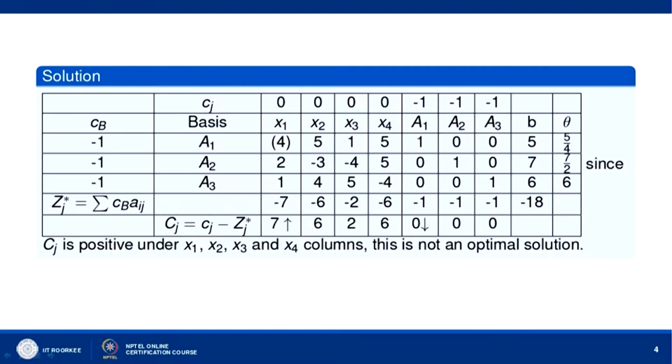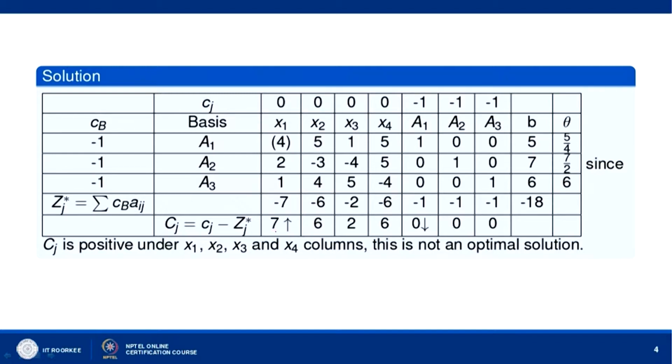When we subtract minus 1 from minus 1 we get 0 here, and similarly for A2 we get zj star as minus 1, and minus 1 when we subtract from minus 1 again we get 0. In the column corresponding to A3 again we get Z star equal to minus 1. When we subtract minus 1 from minus 1 we get 0.